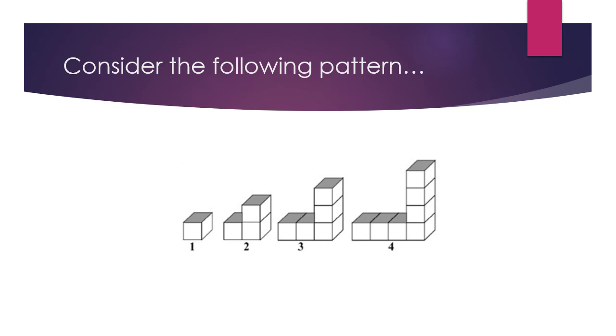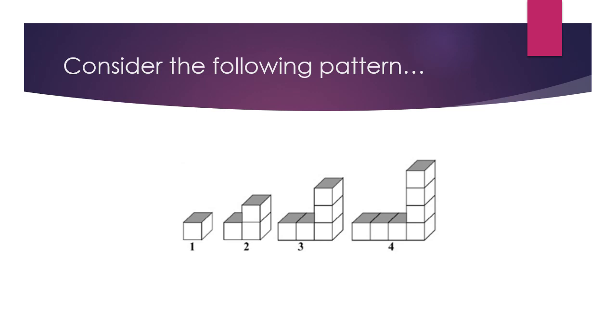So we have in the first figure here a single cube. Then we've added one to the left side and one to the top. So now we have 3 cubes. We've added one more to the left side and one more to the top. So now we have a total of 5 cubes. And for the fourth figure, we've added one more to the left side and one more to the top for a total of 7 cubes. So for the first couple problems, we're going to work with this pattern.